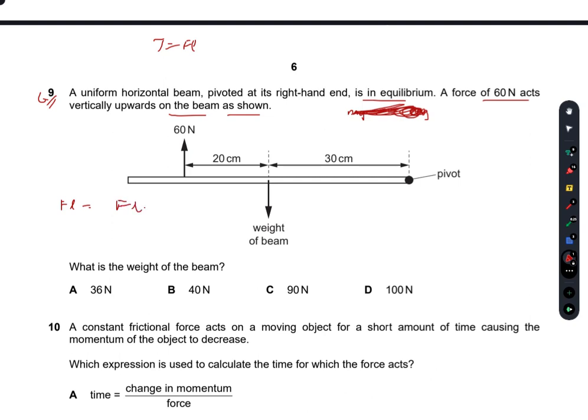Now this 60 newton force is producing a clockwise moment, and this will produce an anti-clockwise moment. So this is the anti-clockwise moment, and this is the clockwise moment.